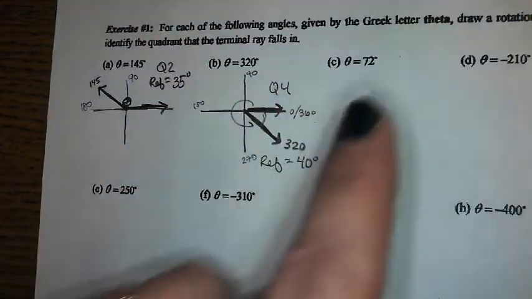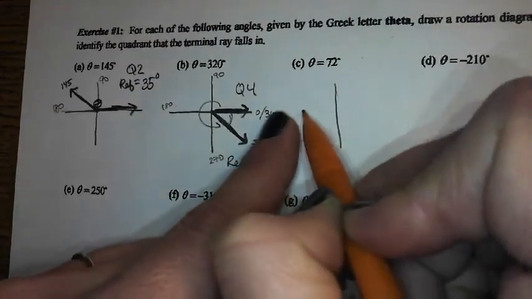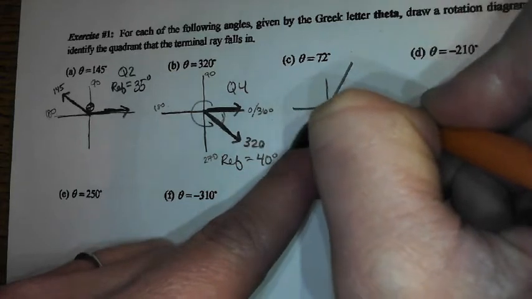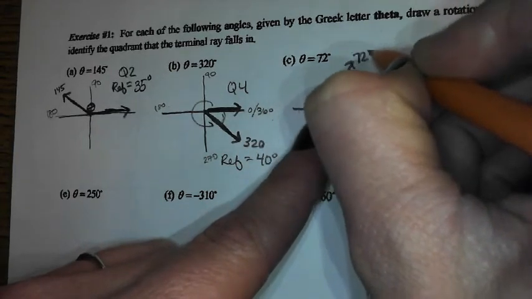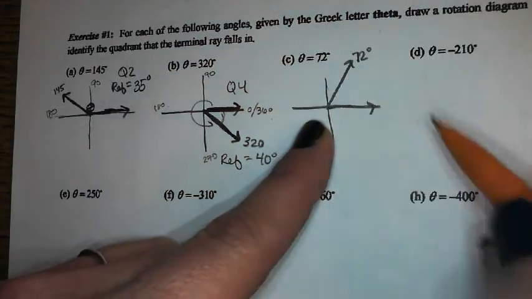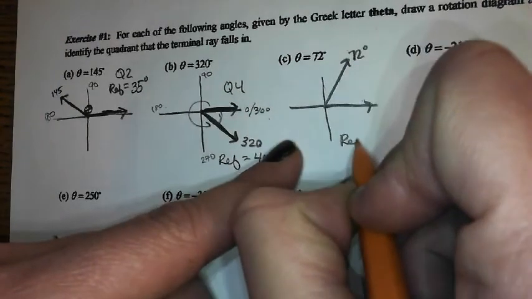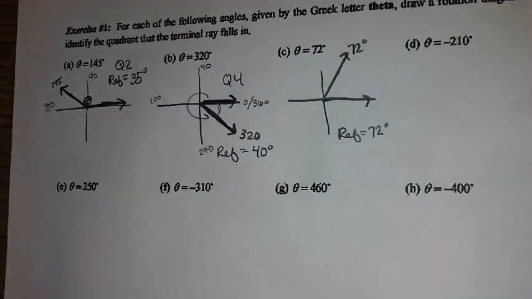Very good. Part C. Now this is a first quadrant angle. 72 degrees is just right here. When you're a first quadrant angle and you're already between 0 and 90, your reference angle is the same thing. So your reference angle here is just also going to be 72.